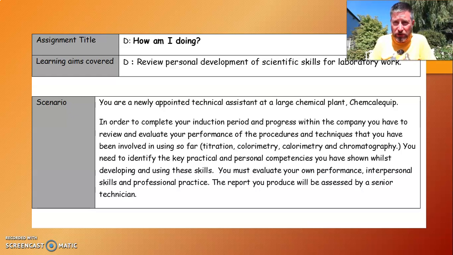However, you can make a good start on it and treat it like a working document. Treat it like something you're going to come back to and keep adding to over the course of the next year. If we get a lot of this done now, it means we've broken the back of it for next year. You need to identify the key practical and personal competences you've shown whilst developing and using those skills, and you must evaluate your own performance, interpersonal skills and professional practice. The report you produce will be assessed by a senior technician. No, it won't. I'm going to mark it.